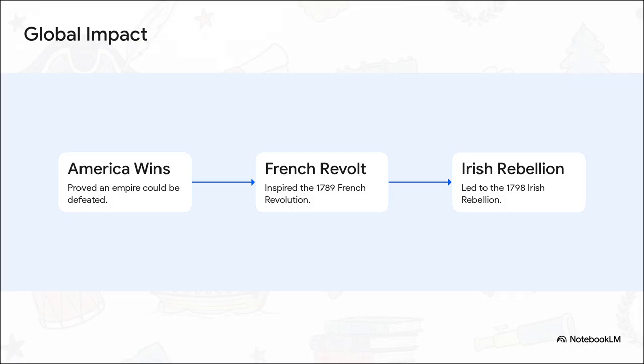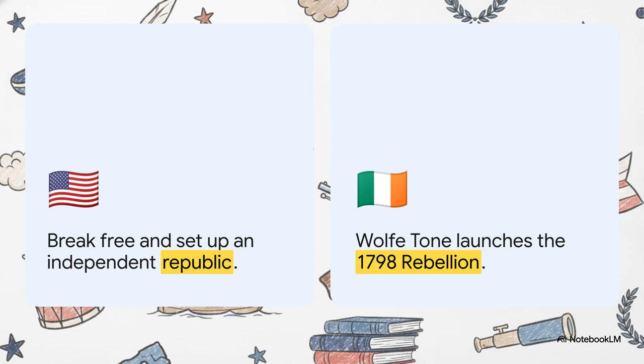Watch how this builds into a huge global domino effect. Step 1. America proves the impossible. A massive global empire can actually be defeated by a determined colony. Step 2. This incredible realization immediately crosses the ocean and directly inspires the French to launch their own revolution just a few years later in 1789. And Step 3. These radical ideas of liberty and republicanism arrive right here on the shores of Ireland, sparking the 1798 rebellion.